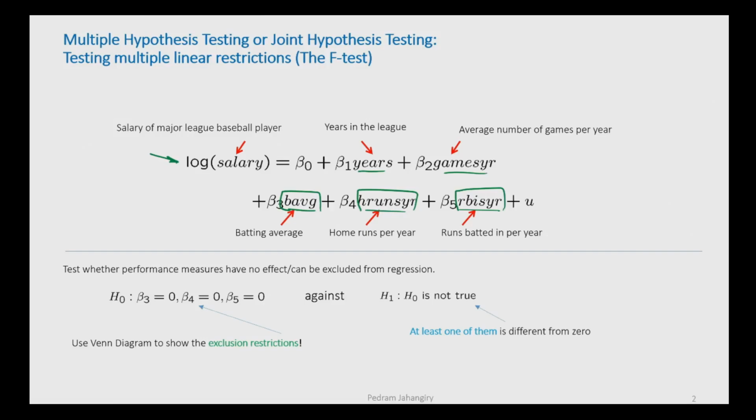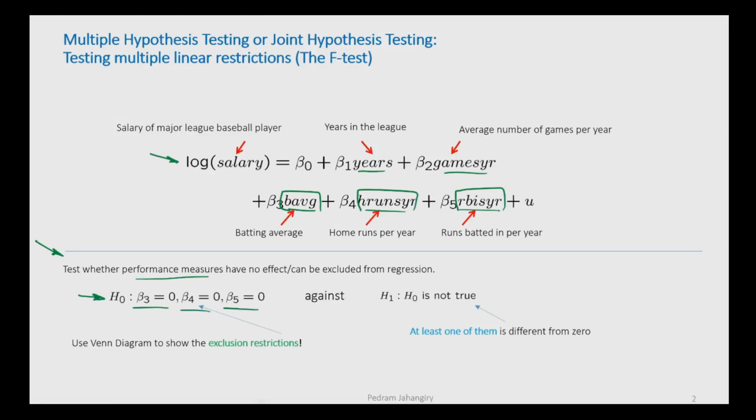So let's go ahead and call them performance measures of a baseball player, and let's see if we can answer this question or not. Imagine you want to test whether the performance measures, the ones that we just called, have no effect on log salary, i.e., we can think of them as being excluded from the regression model, right? So if I want to test that hypothesis, how should I write the null versus alternative? The null is going to be something like this. I'm going to write null: beta 3 is equal to beta 4 is equal to beta 5 is equal to 0, right? So this is a multiple linear restriction.